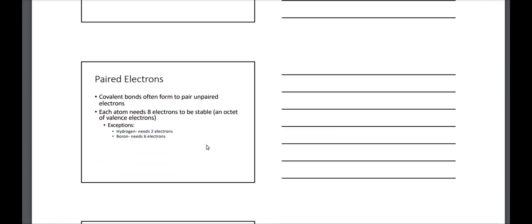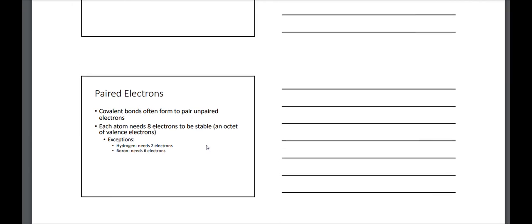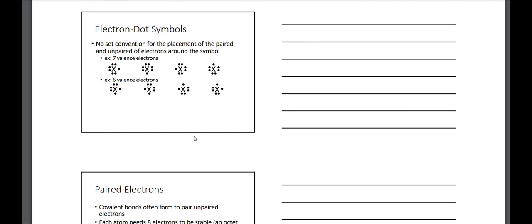So covalent bonds often form to pair unpaired electrons. That's basically the whole concept of a covalent bond. So when you look at something like chlorine or fluorine, that would be a representation of a chlorine or fluorine atom with 7 valence electrons.